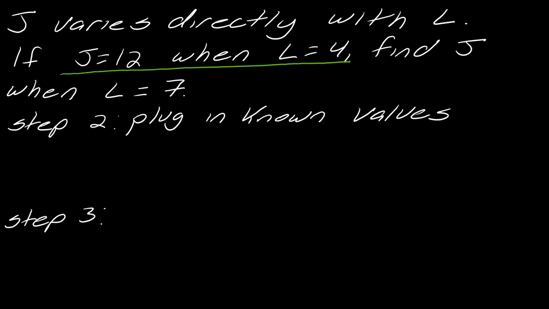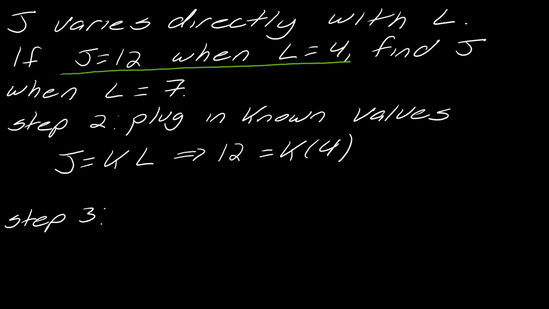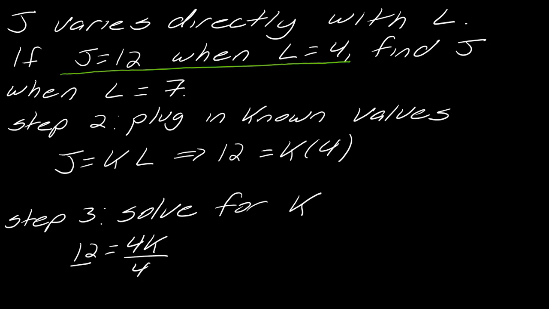So I want to take my variation equation, which was J equals KL, and now I just want to plug in the values. So this is going to be 12 equals K times 4. And then the next step is to actually solve for K. This is really 12 equals 4K, so I just divide both sides by 4, and I get that K equals 3.